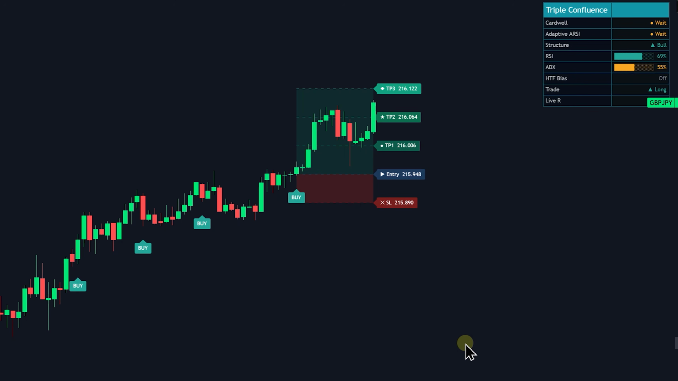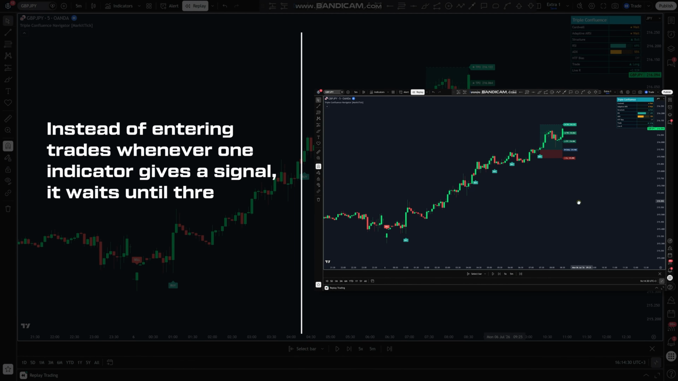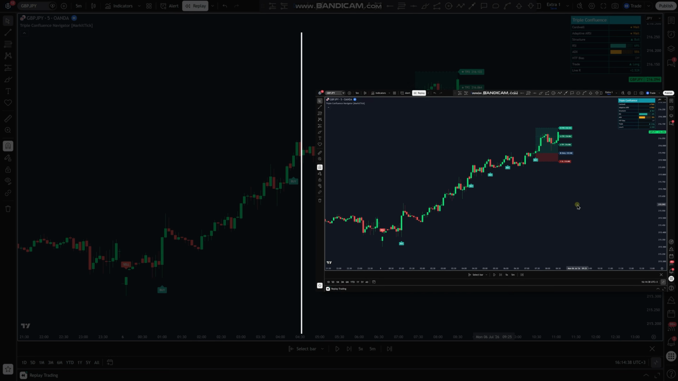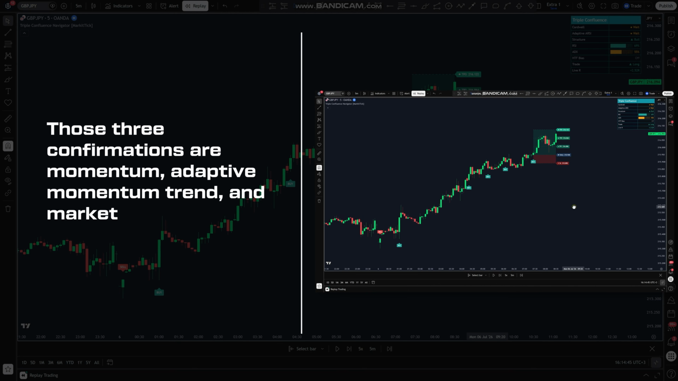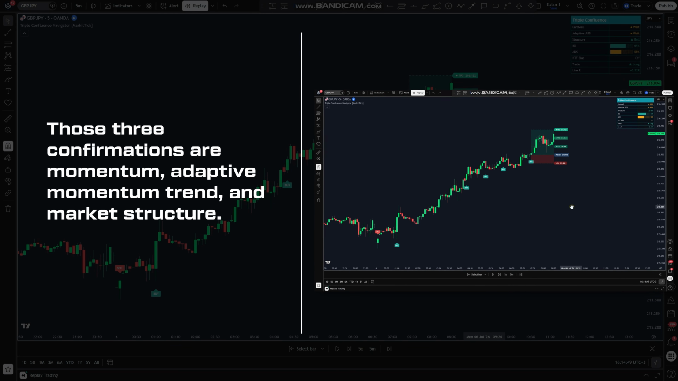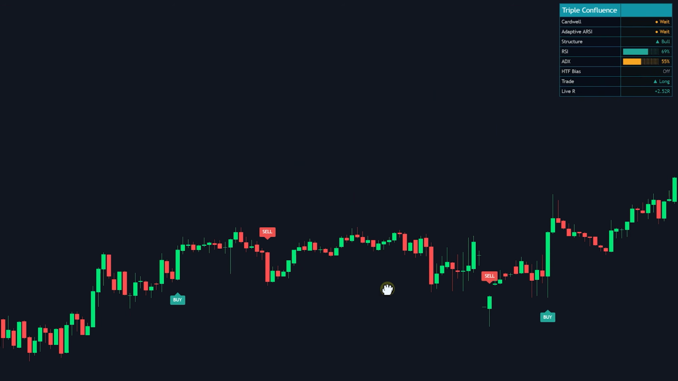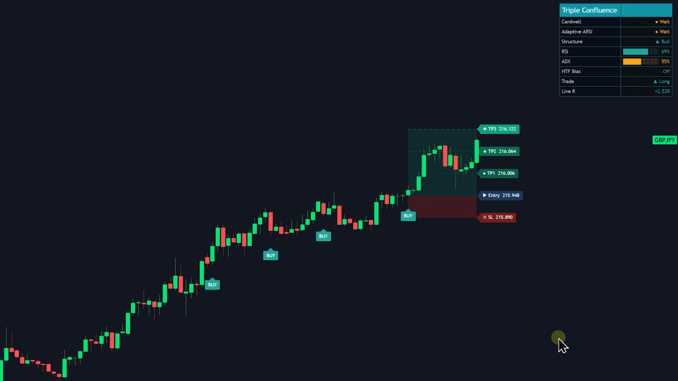Now, the Triple Confluence Navigator is built around one simple idea. Instead of entering trades whenever one indicator gives a signal, it waits until three independent market conditions agree with each other. Those three confirmations are momentum, adaptive momentum trend, and market structure. Only when all three align within a configurable number of candles does the indicator generate a buy or a sell setup. Now, let's take a look at its components.